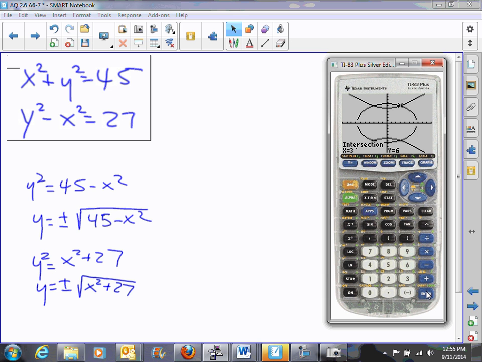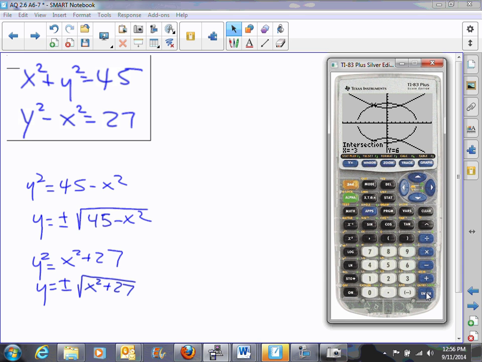Now, we can do the others. Second, calc, 5 for intersection. The first curve is y1. That's one that we want. Yes. The second one is this one. Yes. Now, if we want to find this intersection over here, move the blinker when we're doing the guess over close to that point and press enter, and it'll find negative 3, 6.